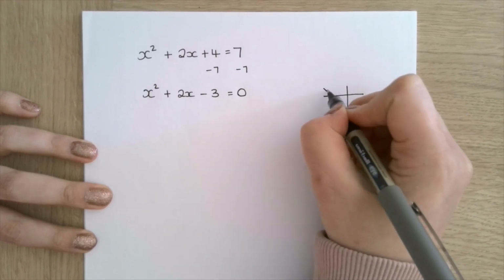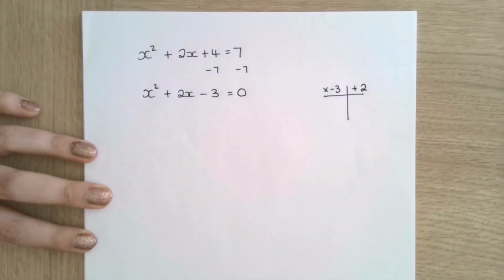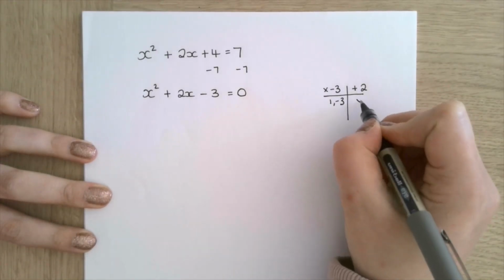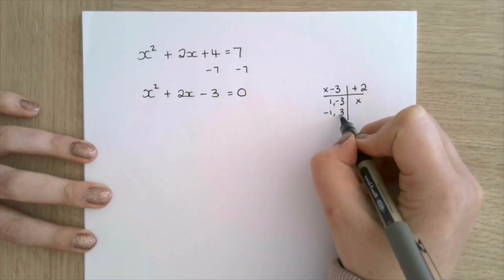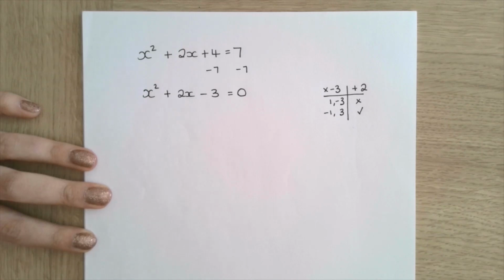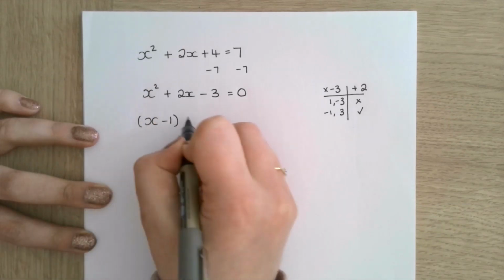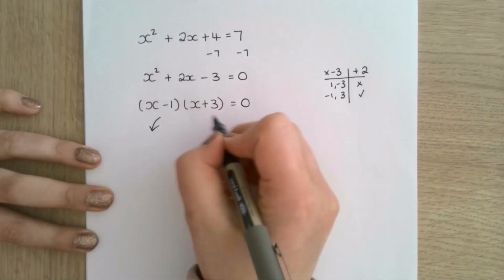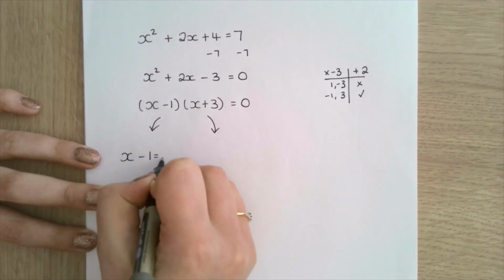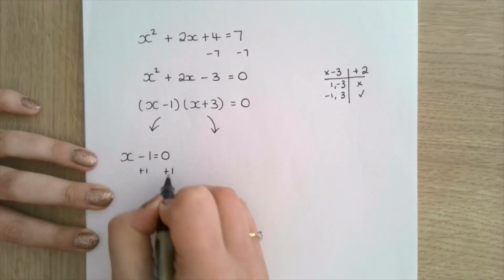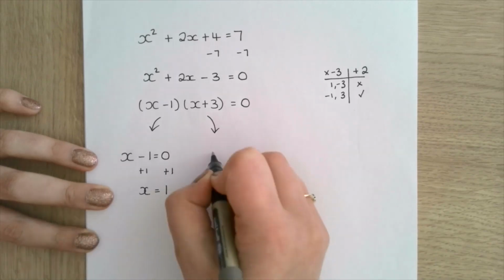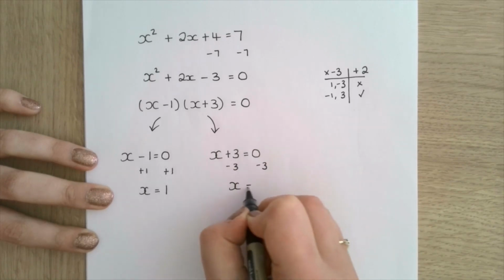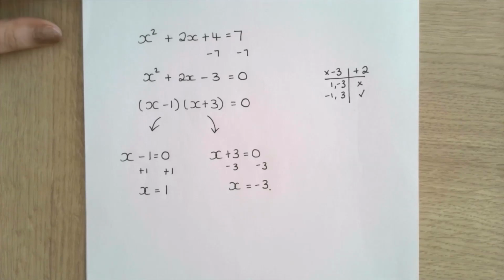Two numbers that multiply to make negative 3 and add to make 2. 1, negative 3, no. Negative 1 and 3 does add to make 2. So I've got x minus 1, x plus 3 inside my brackets, and then just make each of these brackets equal to 0. Add 1 to both sides, I get x is equal to 1. Minus 3 from both sides, negative 3. There are my two answers.